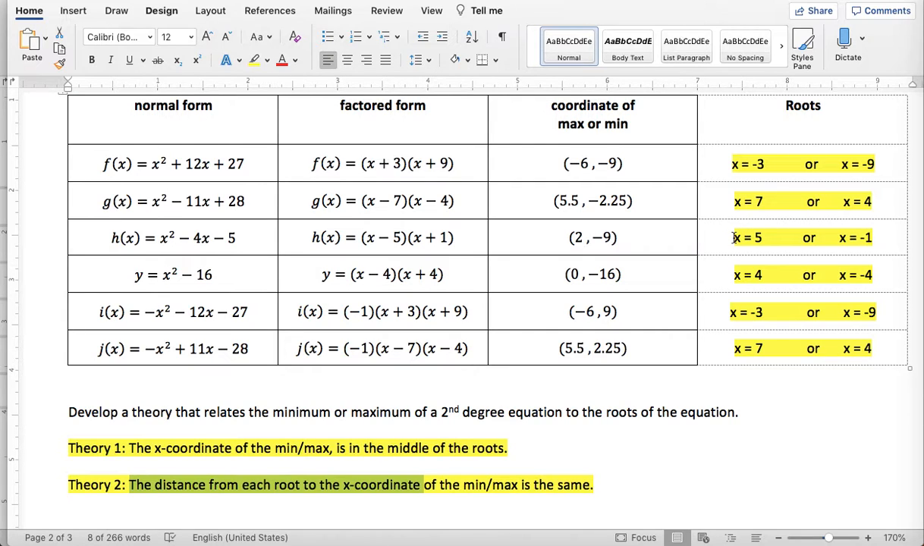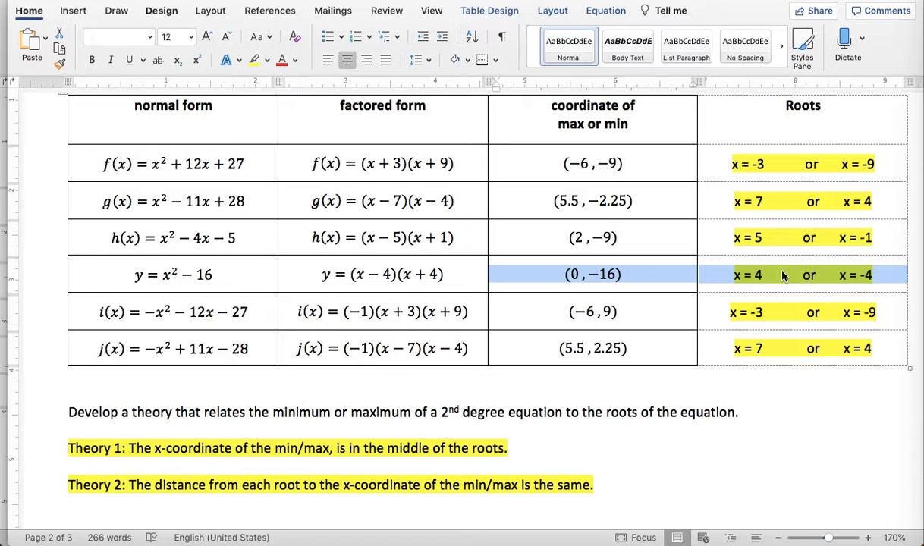And let's give an example here. So for this one right here, the distance from this root positive 5 to our x coordinate for the minimum or maximum, which is 2, is 3. There's a 3 difference between positive 5 and positive 2. If we look at our other root, the distance between negative 1 and positive 2 is also 3. So the distance between either one of our roots to the x coordinate of our vertex is the same. In this case, it was 3. In this case, the distance is 4.